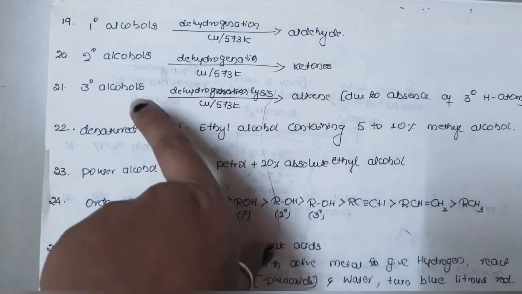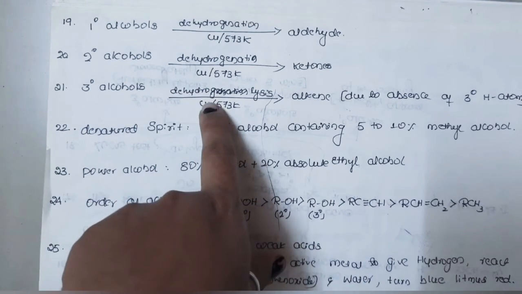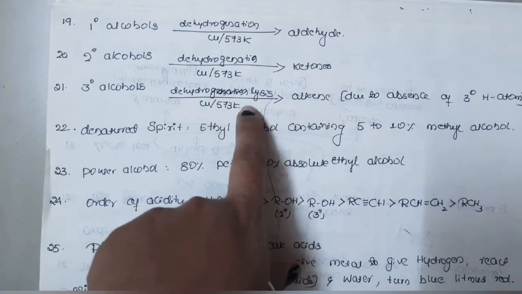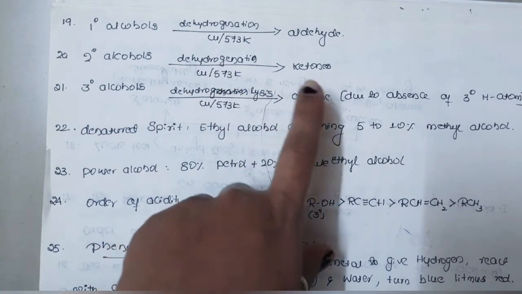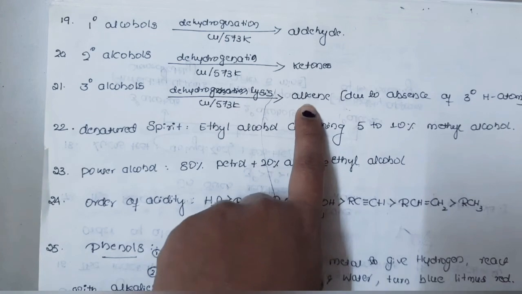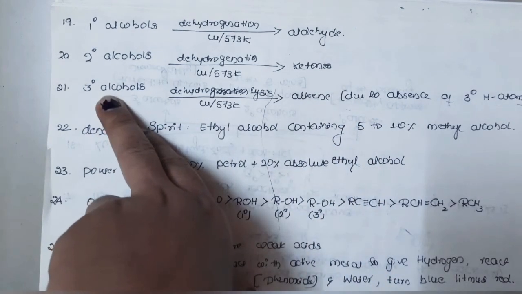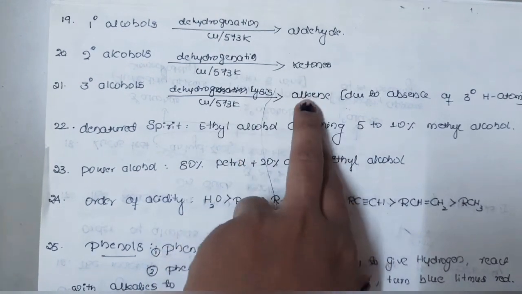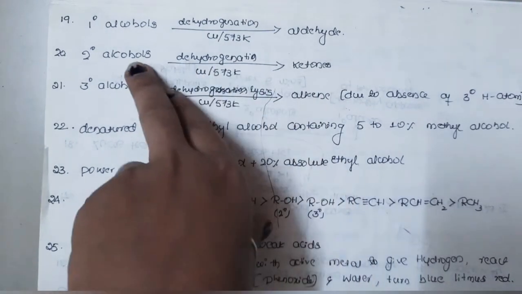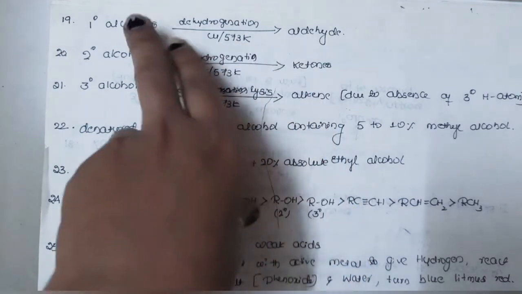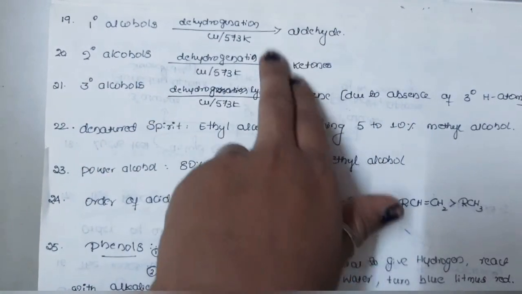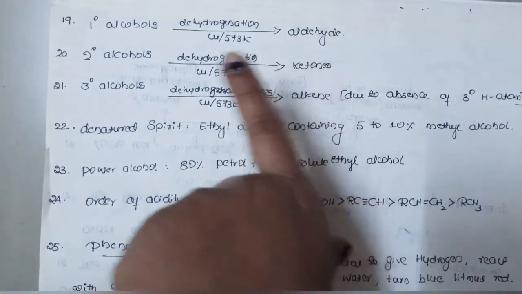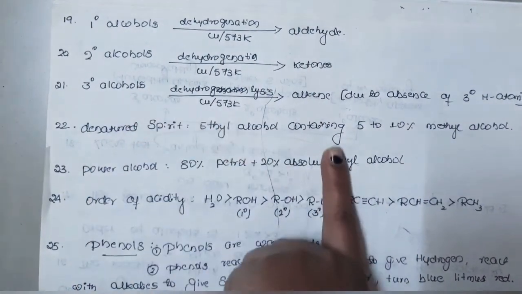A tertiary alcohol will undergo dehydration, meaning a water molecule is eliminated, which results in the formation of an alkene. That's the difference you have to consider. So tertiary alcohol upon treatment with copper at this temperature always gives alkene, but secondary alcohol gives ketone and primary gives aldehyde. This is a very important reaction, especially regarding the tertiary alcohol.